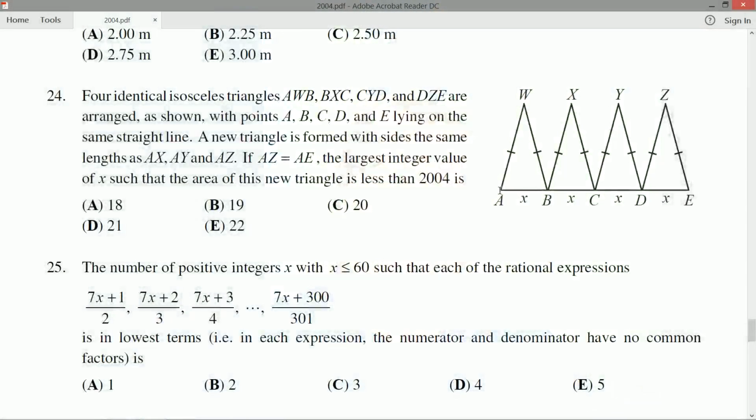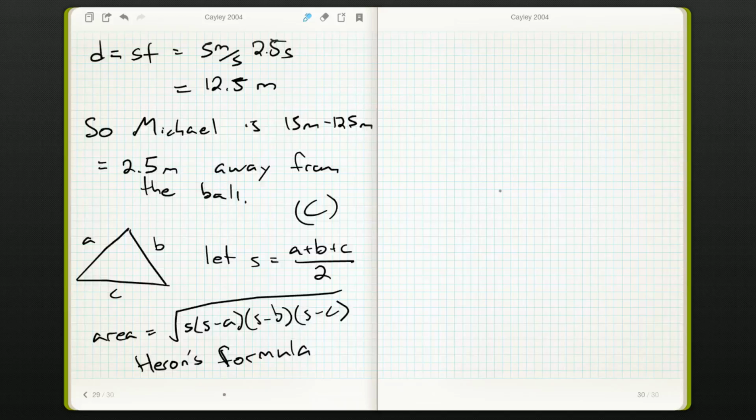So I think what we should do is probably take a look at AX, AY, AZ. How do we calculate them? As I said before, I think probably right angles with altitudes in these isosceles triangles is the way to go.